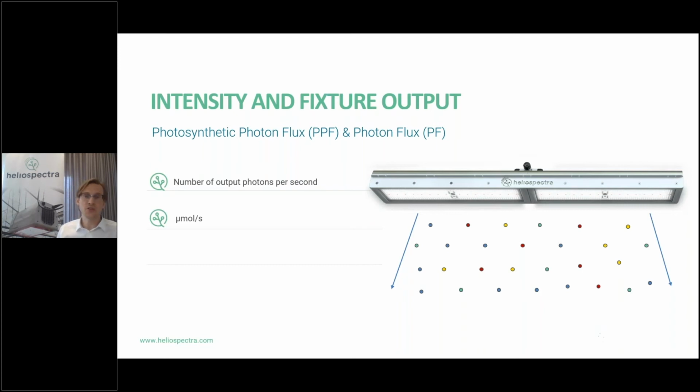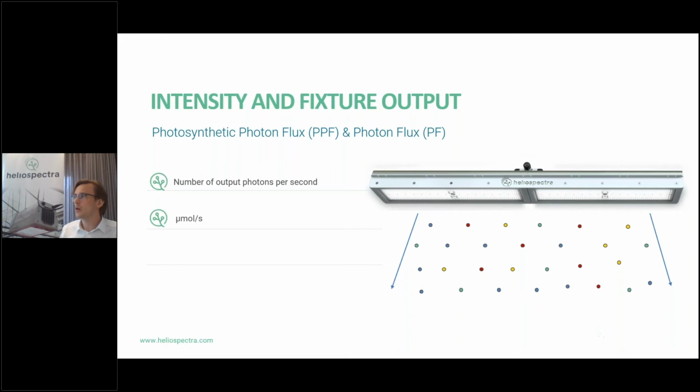If you hang such a fixture over a surface, there will of course be a resulting light intensity on that surface. And then we're back on the previous slide talking about micromoles per square meter per second. But that is of course dependent on how high you hang the fixture and what angles the fixture is spreading its light out.